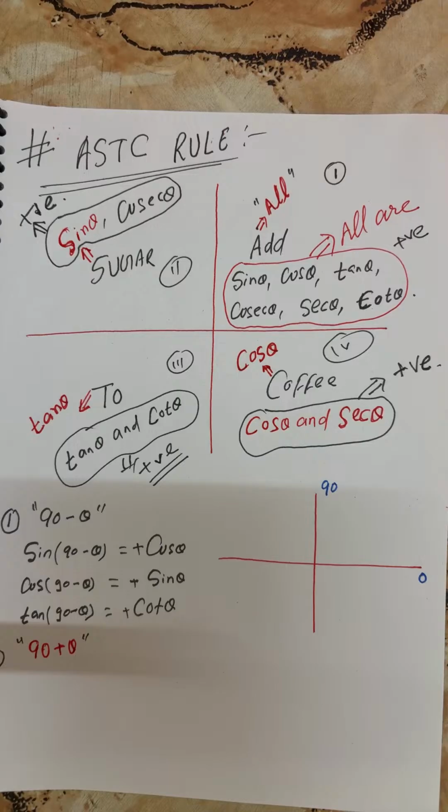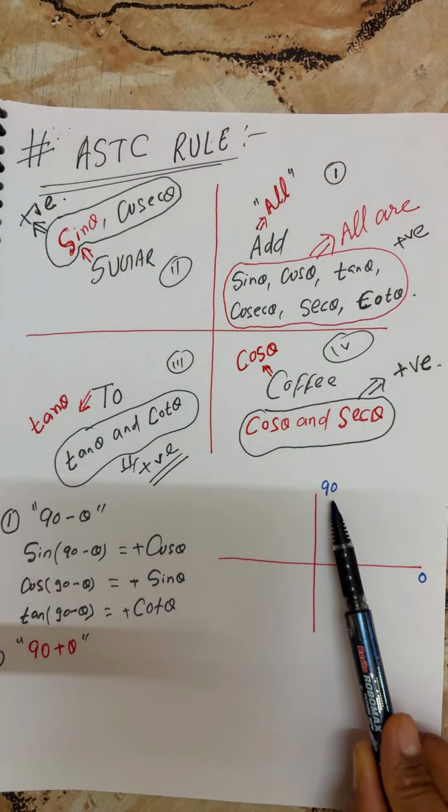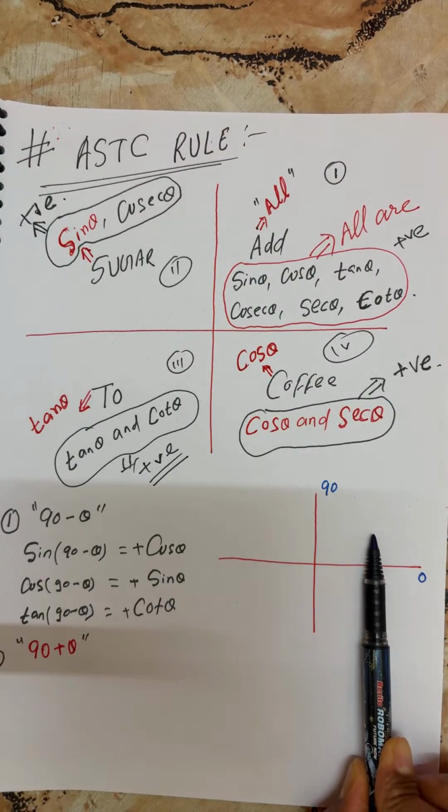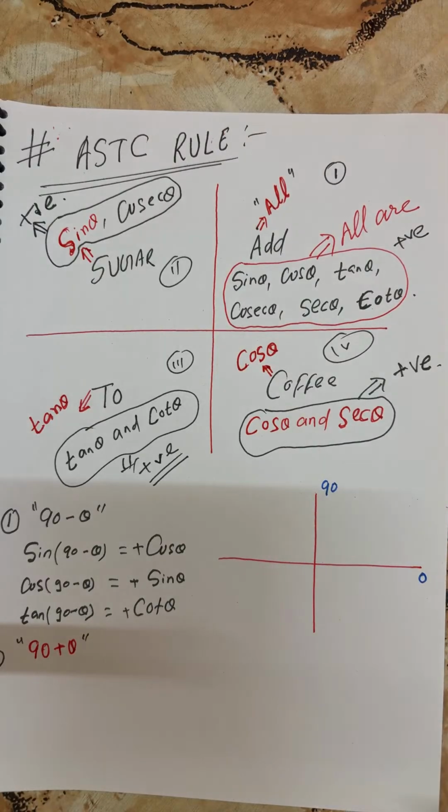Just write in the chat box: 90 plus theta, which quadrant? First quadrant or second quadrant? Answer me. Less than 90 is the first quadrant. More than 90 is the second quadrant.